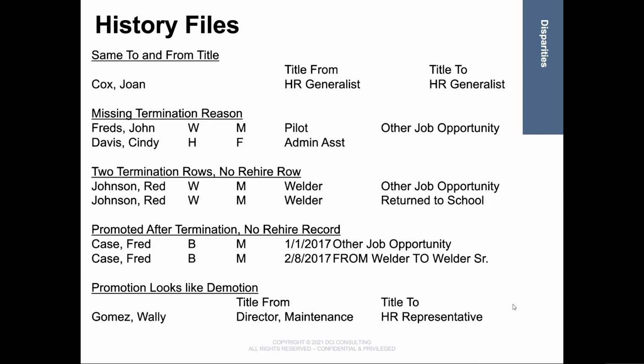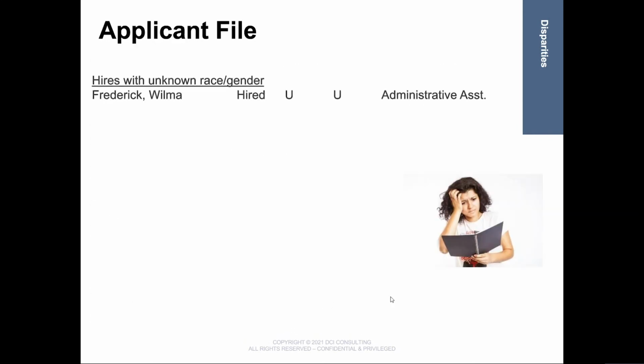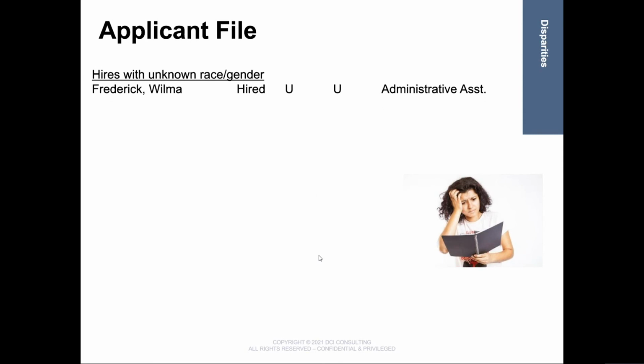So you would again say, nope, that's a mistake that should come out, or yes, that's a promotion. The applicant file. Hires with unknown race and gender. So we hired Wilma, we don't know her race or gender.